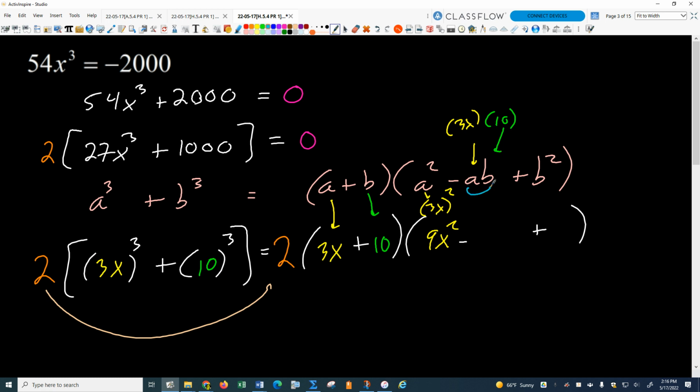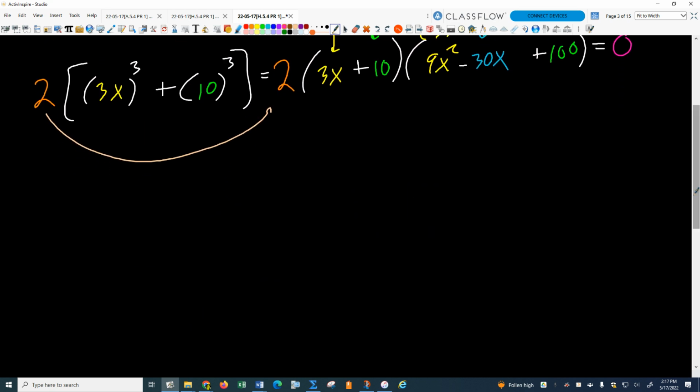So all that stuff together, 30x, good. Okay, and then finally we've got b squared is just 10 squared, so what's that going to be? 100. And the whole thing, I've got it factored now, is still equal to 0, right?